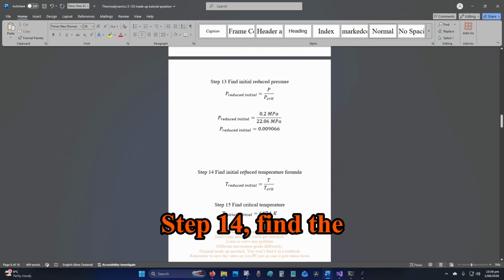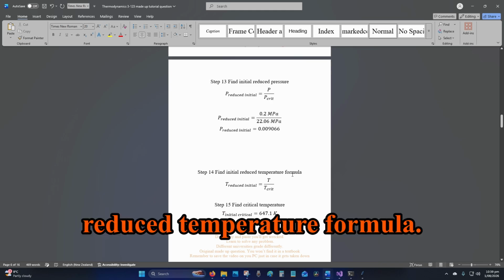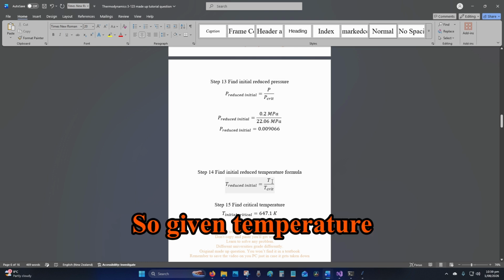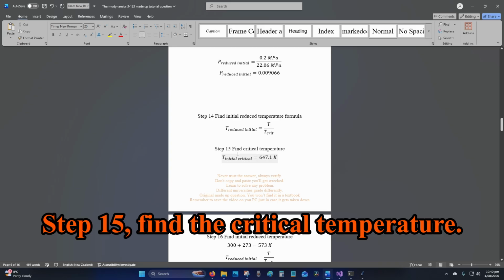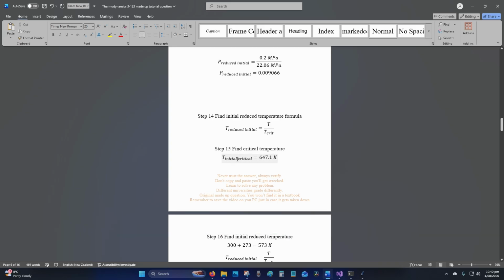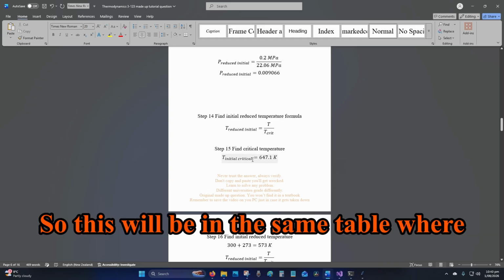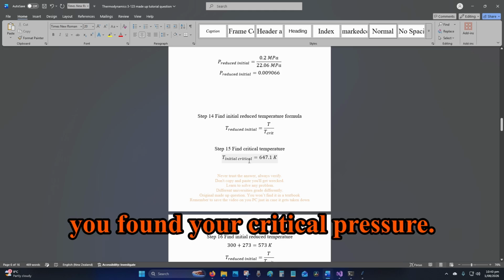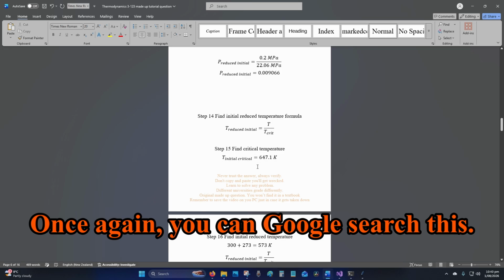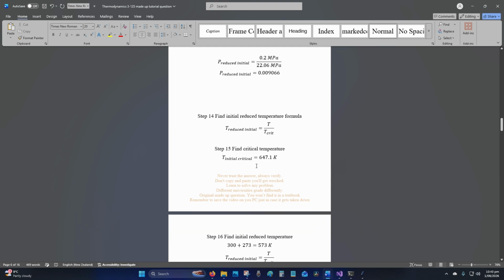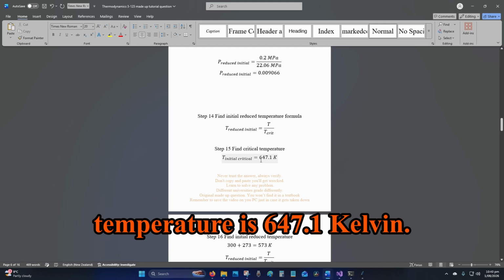Step 14, find the reduced temperature formula. So given temperature divided by critical temperature. Step 15, find the critical temperature. This will be in the same table where you found your critical pressure. Once again, you can Google search this. So your critical temperature is 647.1 Kelvin.